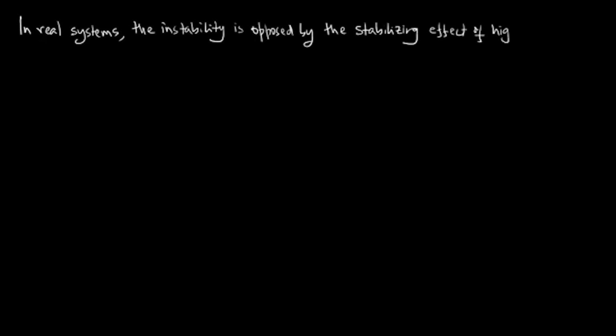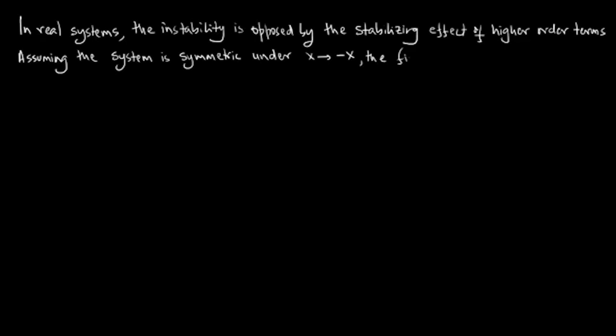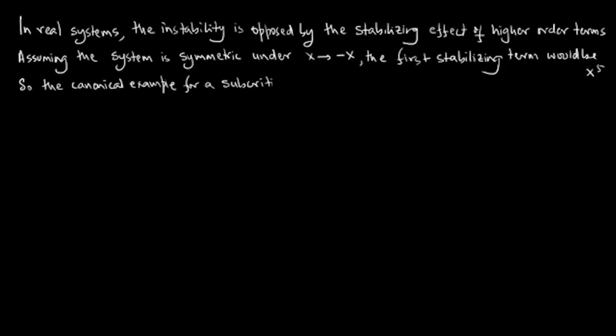In real systems, the instability is actually opposed by the stabilizing effect of higher order terms. Assuming that the system is symmetric under x to minus x, the first stabilizing term would be x to the 5. So the canonical example for a subcritical pitchfork is x dot is equal to rx plus x cube minus x to the 5.